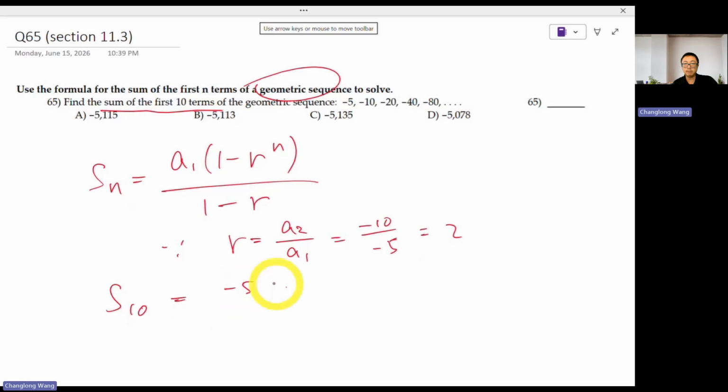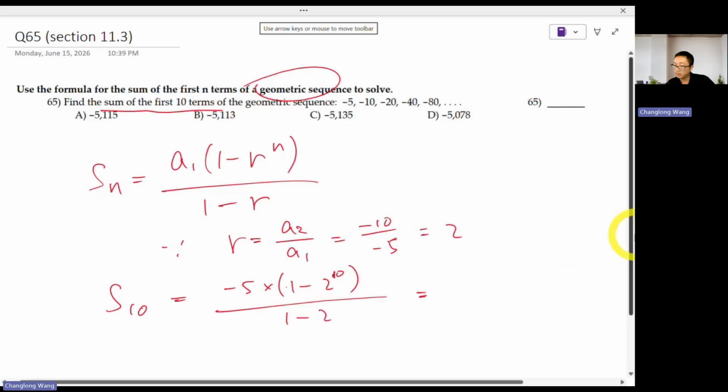Okay, so then you find out what a sub 10 is, right? So a sub 1 is negative 5, times 1 minus 2 to the 10th power, over 1 minus 2, right? And you figure that out. That's, 65 should be negative 5,115. Okay. So for sequence and series problems, it's pretty much just about formulas.